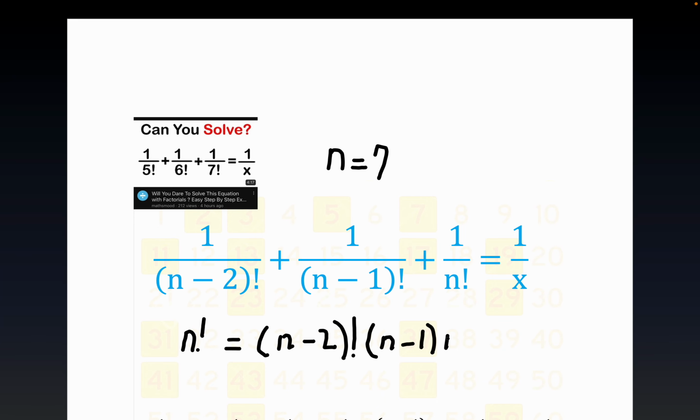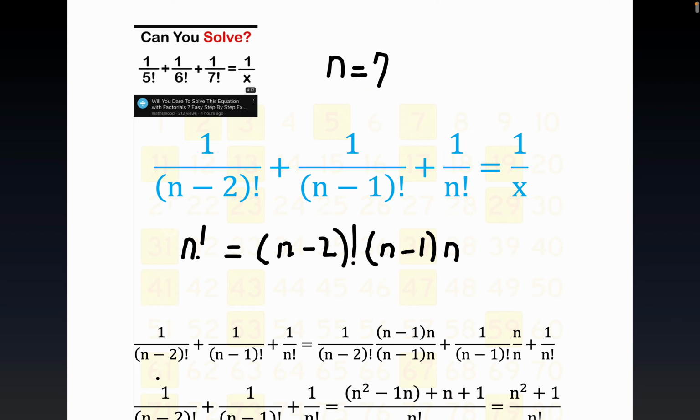No doubt about this, folks. n factorial is just 1, 2, 3, 4, 5, 6, 7, all the way out to n. And so this is n minus 2 factorial, and if you tack on n minus 1 and n, you get n factorial. Now that's useful on this very next line.